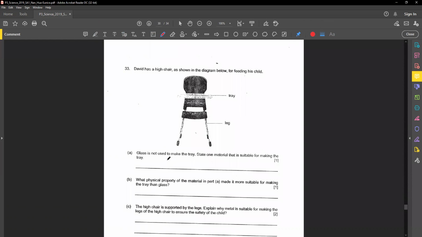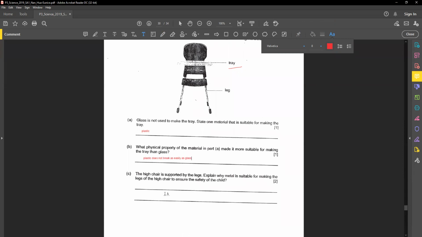Question 33 shows a high chair with the tray and the leg of the chair labeled. Now, think of the functions of the parts again. The tray is used to put food on it, and it must be a material that is strong and can withstand the heavy weight without breaking easily. Hence, a suitable material will be plastic because it does not break as easily as glass. So what physical property of the material we choose in part A, plastic, makes it more suitable than glass? Glass breaks more easily than plastic. So we can say that plastic does not break as easily as glass.